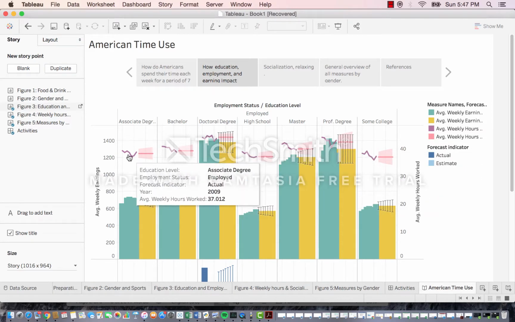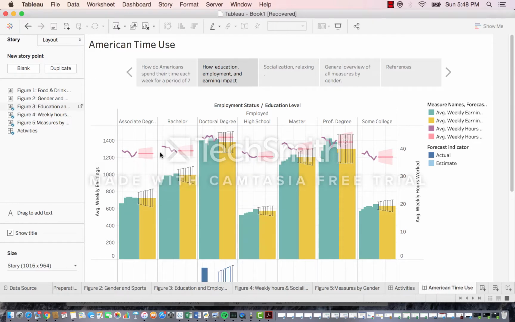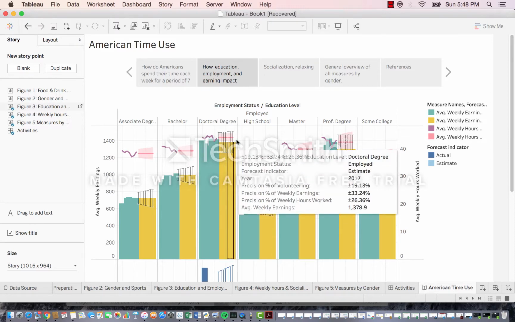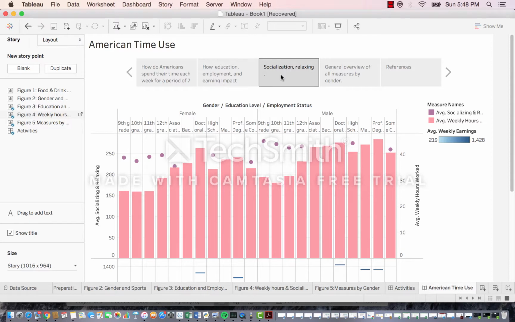Something interesting that I saw in this table is that as years go by, the weekly earnings increase, but then the weekly hours worked decrease. That was a pretty interesting insight, and as you can see, the predictions show a steady growth of the data. The next thing we're going to look at is socialization and relaxing.